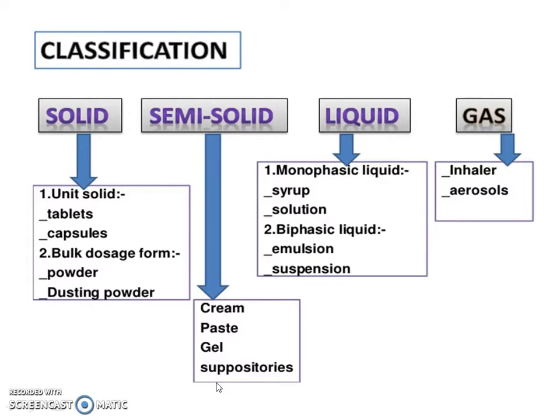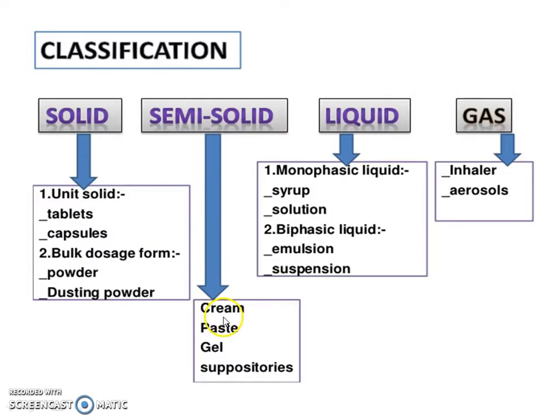Here we have seen a drug molecule. We know that it is the pharmacologically active ingredient in your tablet or syrups. We all know that there are various dosage forms. Here I have discussed them. These are solid, semi-solid, liquid and gases. Under solid comes the unit solid dosage form, which are tablets and capsules, and the bulk dosage form, which are the powders and dusting powder.